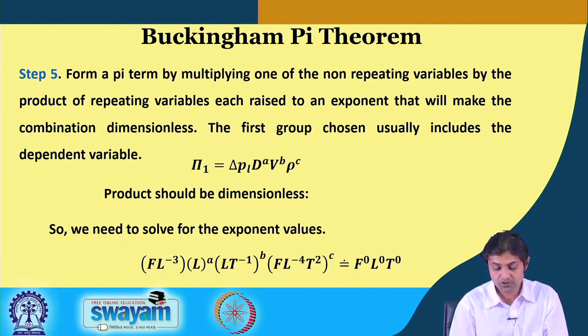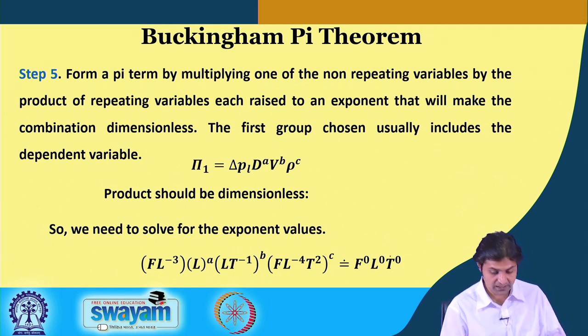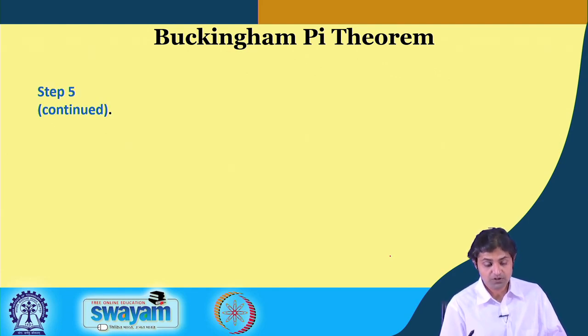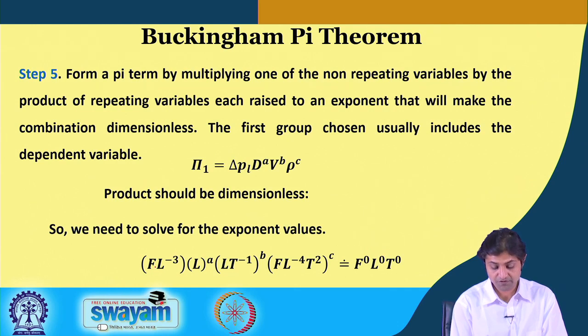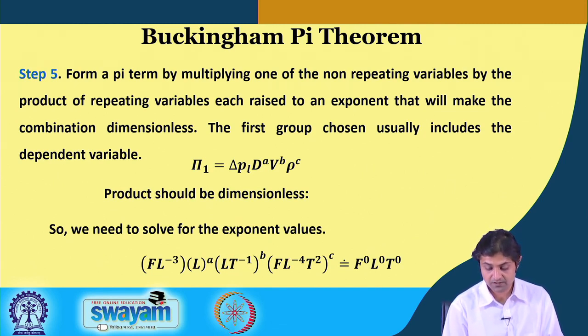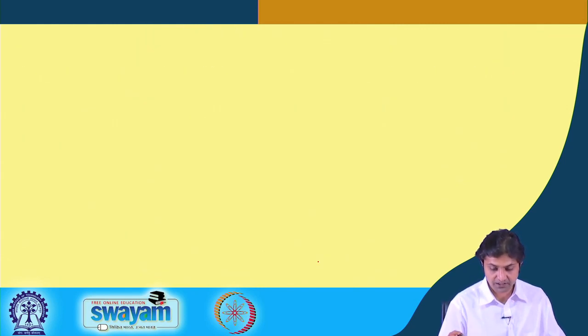Normally, how would you solve that? You will collect the powers of F and equate it to 0, collect the powers of L and equate it to 0, and collect the powers of T and equate it to 0. Step 5 is still continuing because we are forming the pi term. F appears here as F to the power 1 and F to the power c. There are only 2 F's, so it becomes 1 plus c equals 0. For L, it is minus 3 plus a plus b minus 4c equals 0, and similarly for T, minus b plus 2c equals 0.